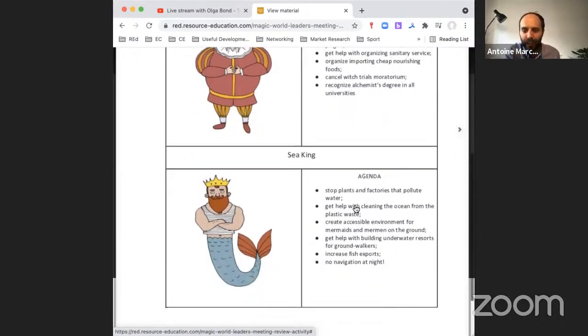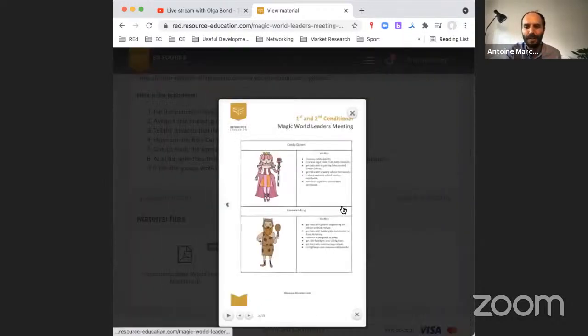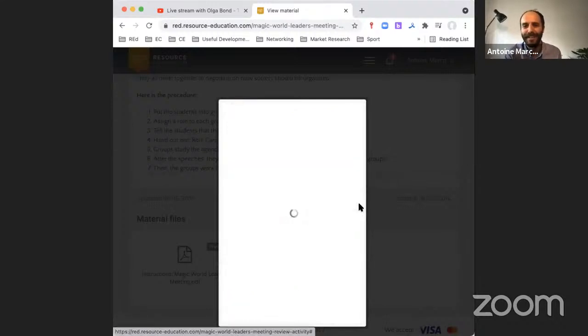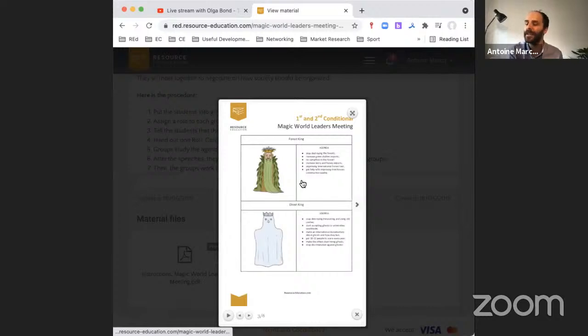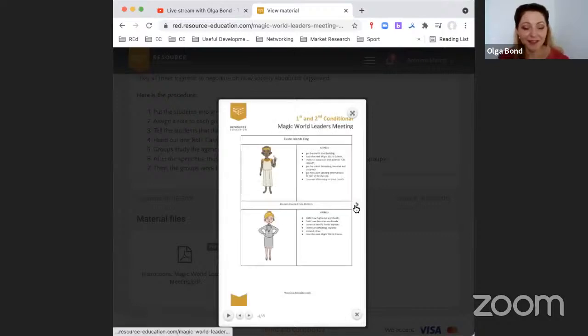We have the Sea King, and there are pages and pages of these world leaders, the Candy Queen, the Caveman King. So this is a really good role play to do politics in class whilst avoiding real life politics. Yeah. Oh, it looks so fantastic.